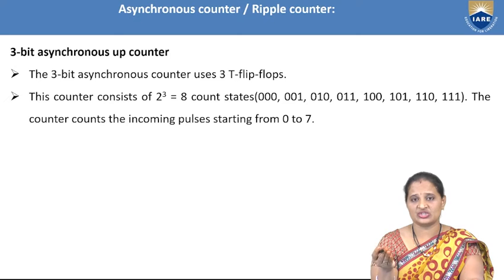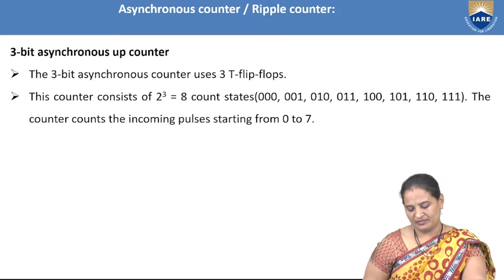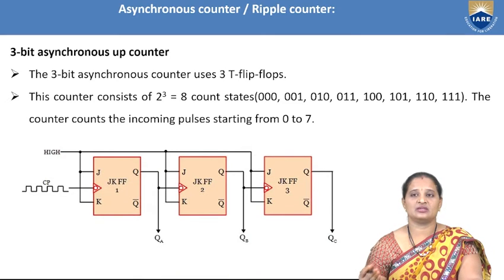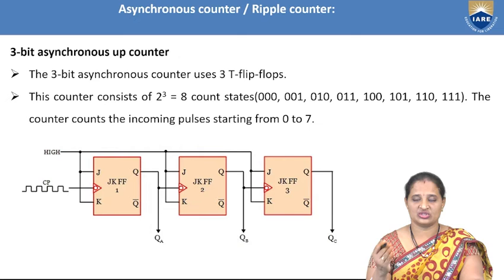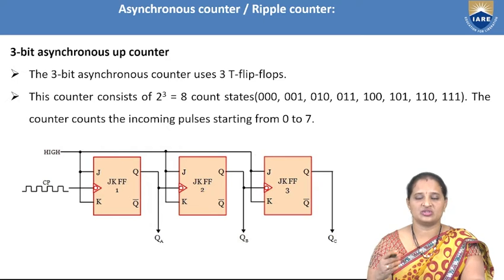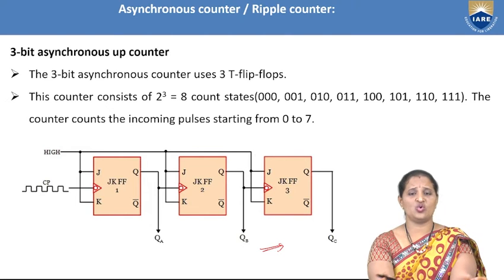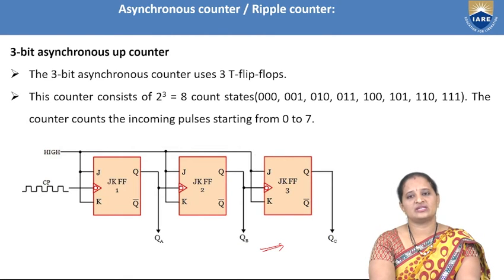Once the count has reached 1 1 1, that is 7, again the count will start from 0 0 0. So the count will always go from 0 0 0 to 1 1 1. If clock pulses are still applied, the count sequence is repeated from 0 0 0 to 1 1 1. So this is the logic circuit of the 3-bit asynchronous counter. There is not much difference between the 2-bit asynchronous up counter and the 3-bit asynchronous counter.